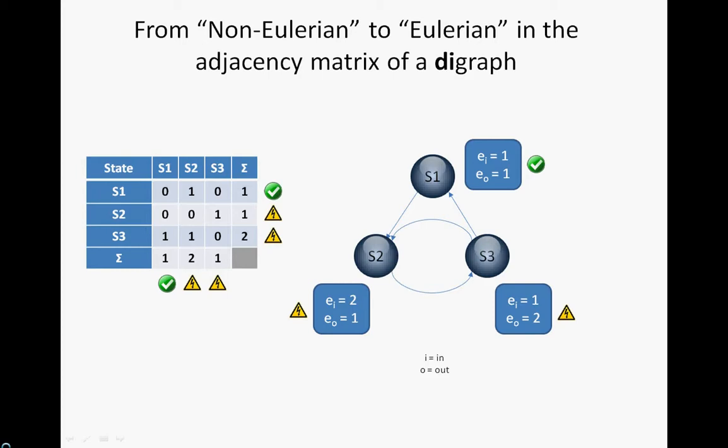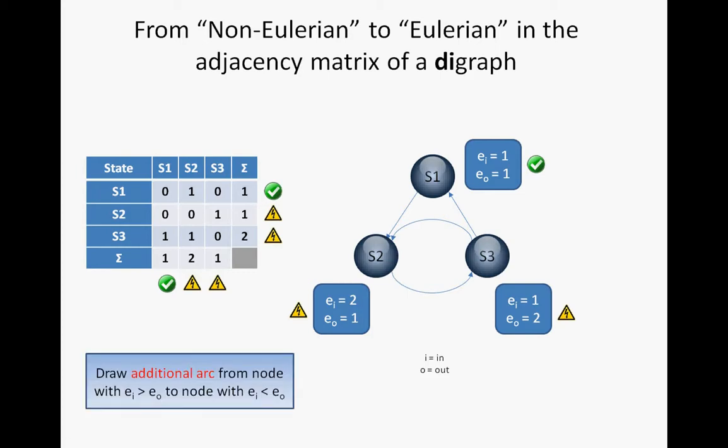So here is the point. In order to make a digraph Eulerian, we have to make sure that for each node the number of incoming edges and the number of outgoing edges is actually the same. In case the digraph is non-Eulerian, we have to add edges. So the task is to draw an additional arc between S2 and S3. How can we see this in the adjacency matrix? Let's try to find the matrix element which needs to be changed.